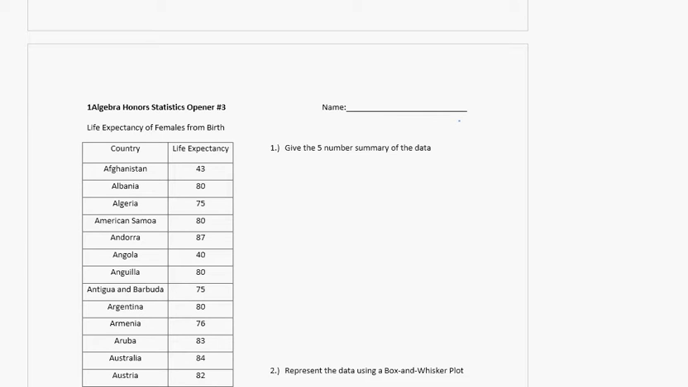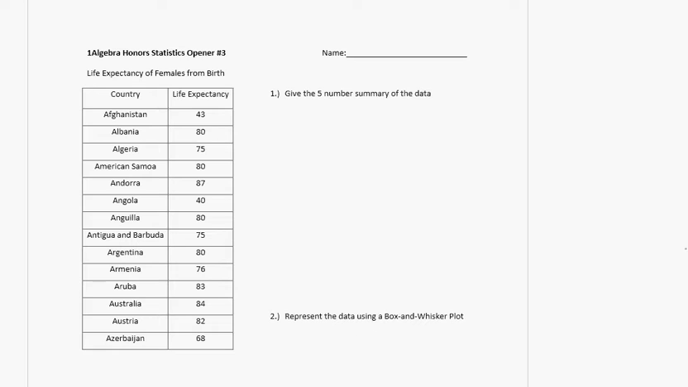Hello and welcome to statistics opener number 3. In this problem we're going to be finding the 5-number summary for a set of data, and then we are going to draw a box and whisker plot for the data. This is the same data we used in statistics opener numbers 1 and 2.